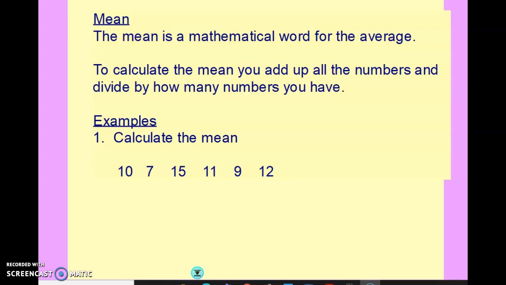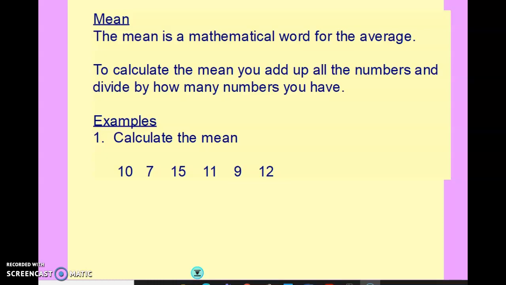Okay, we're going to have a little look at statistics. Now, statistics is interpreting data. So when we look at statistics, we're going to look at the mean, the mode, the median, and the range. Now, we're going to start just by looking at the mean, and then we're going to look at them all together. Okay, so the mean, the median, the mode are all a type of average.